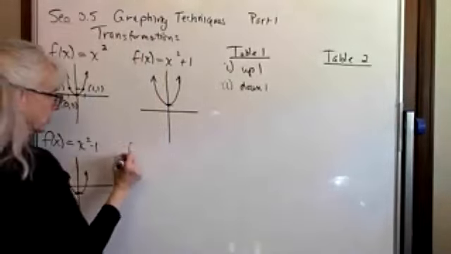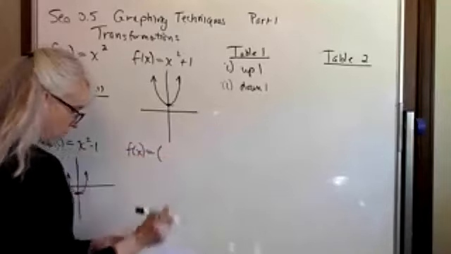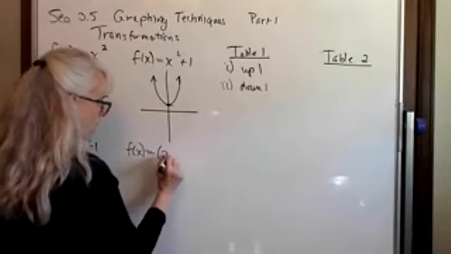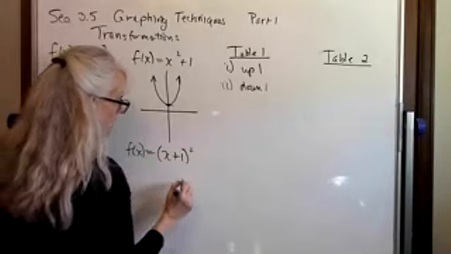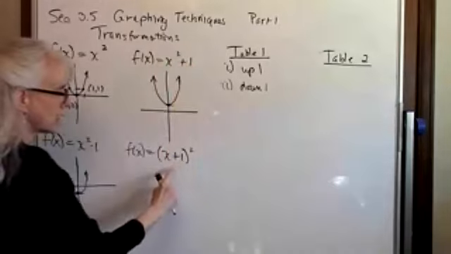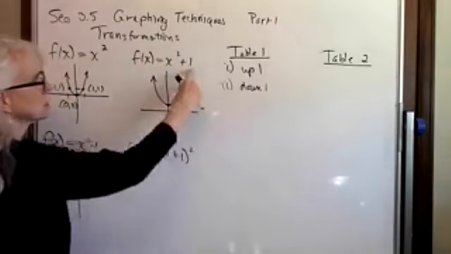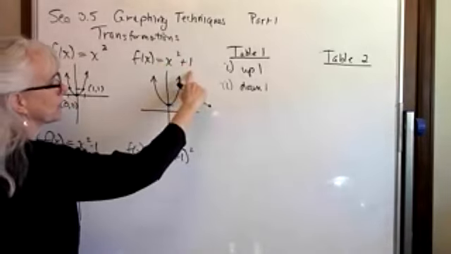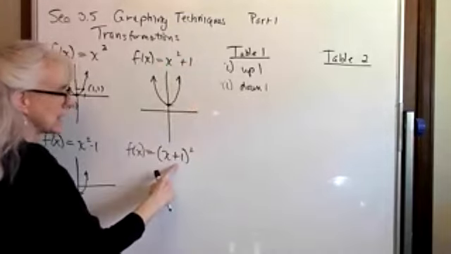The next picture or function asks us to graph the quantity x plus 1 squared. Now notice the difference on where the 1 is. Here, the 1 is outside of that squaring. Here, the 1 is inside of the squaring. So this one, on number 1, I would have considered to be outside, where this is inside.